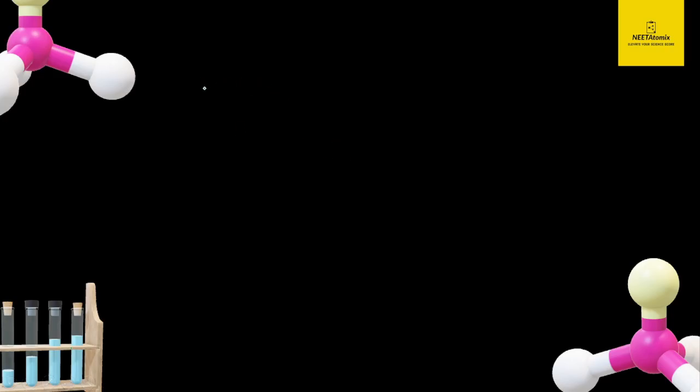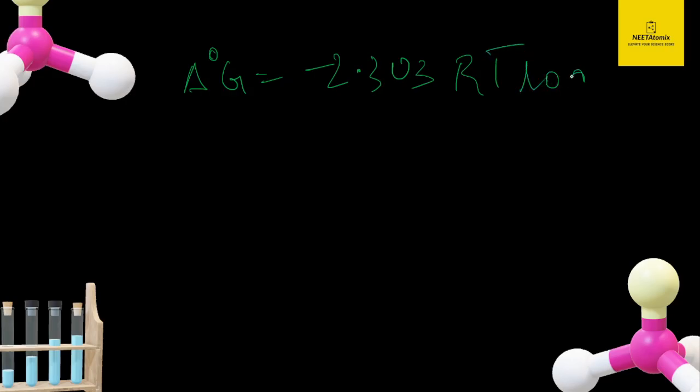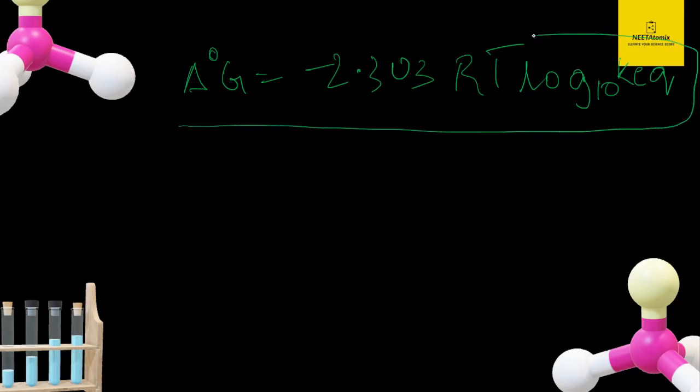Now if you substitute log 10 in the place of e, you have to multiply the whole equation with 2.303. You remember in thermodynamics also, delta G naught is equal to minus 2.303 RT log 10 K_eq. This is another most important relation. These are the relations. Now let us discuss a PYQ.